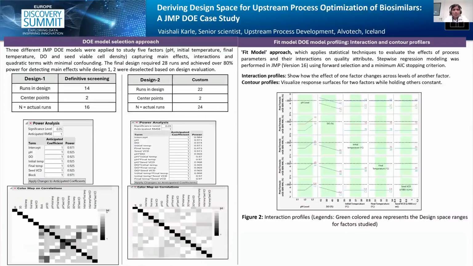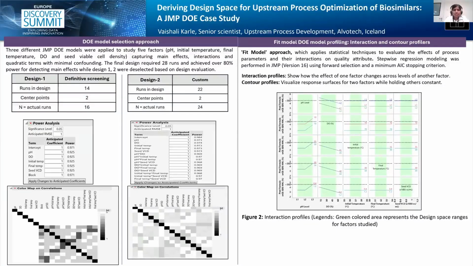For the DOE model selection approach, design 1 was definitive screening. With definitive screening, we were getting 14 runs with 2 center points, for an actual total of 16 runs. But when we did the power analysis and the color map correlation, basically the design evaluation, it was not very satisfying for us. It was giving a lot of confounding effect. Even though the number of runs was less, the confounding was more. So we went ahead with the second design, the custom design.